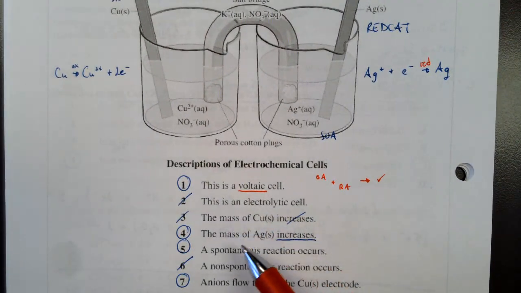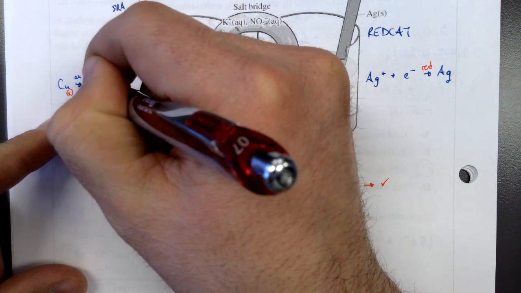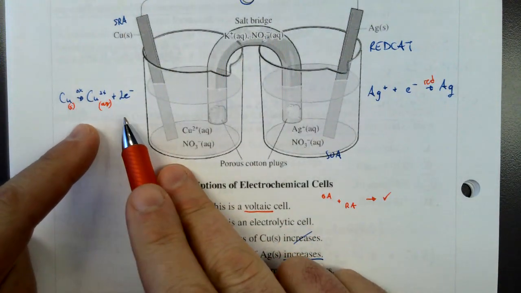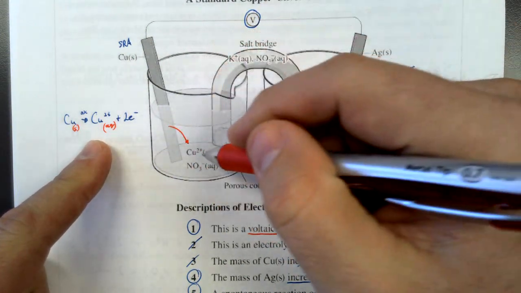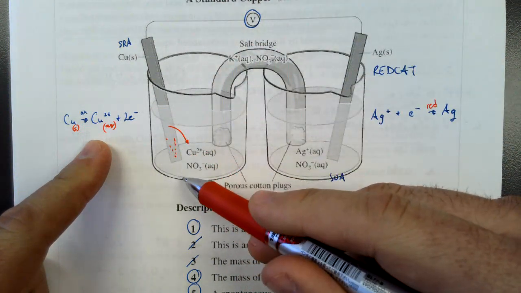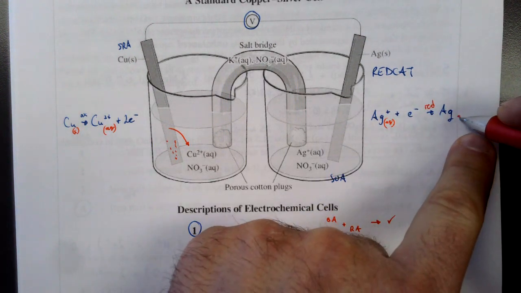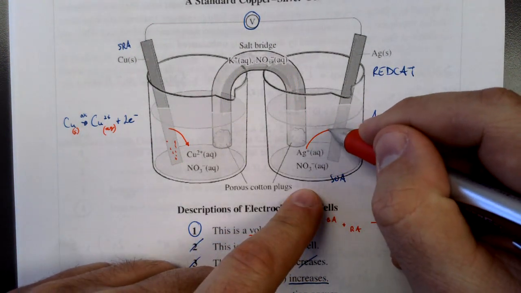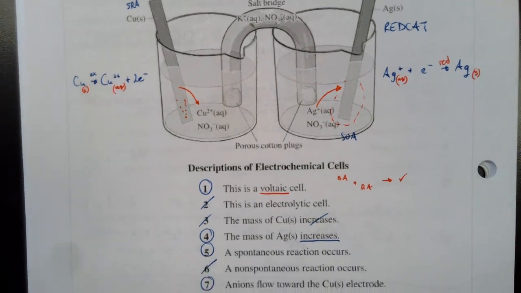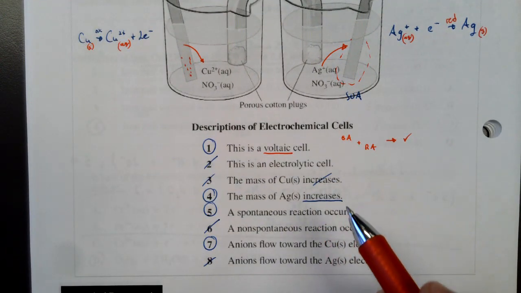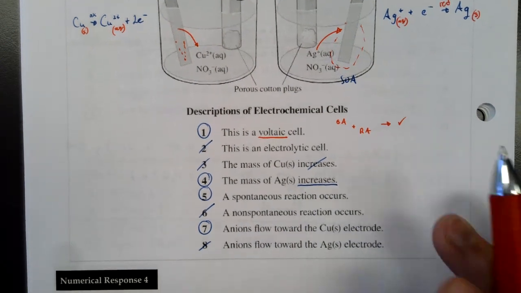Okay, next question is talking about increasing in mass. Now over here, we have a solid copper going to aqueous copper 2+. What that means is that this copper is going into solution as Cu2+, and this thing is going to be reducing in mass. On the other side, Ag+(aq) is becoming Ag solid, meaning this is going onto the electrode and it is going to increase in mass. So I can cancel out copper increasing and select Ag increasing. We already talked about this being spontaneous, not non-spontaneous.